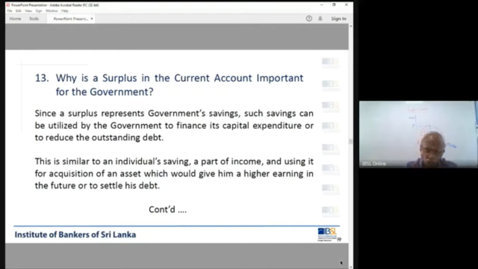Think about your household, an individual household. If you have savings of 1 million, what can you do with this 1 million?